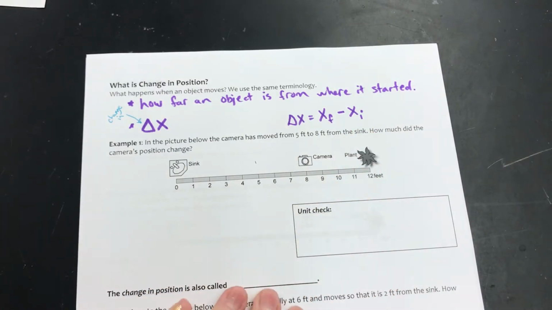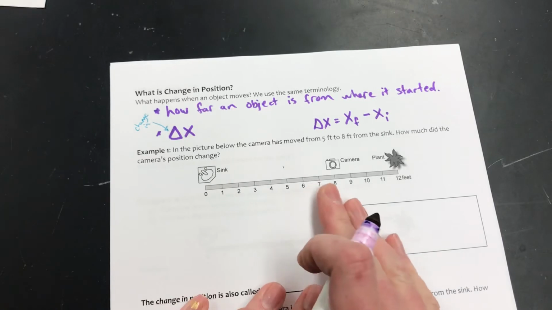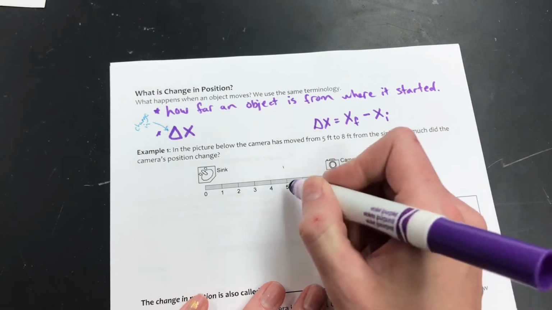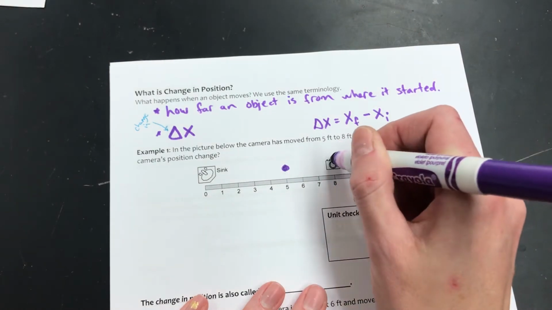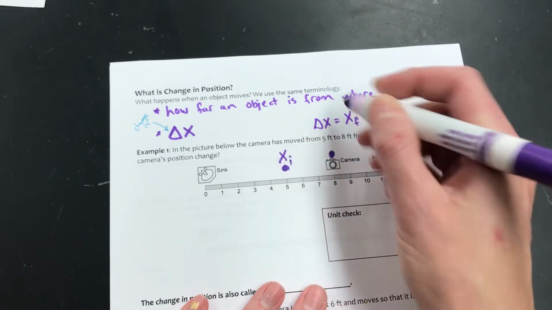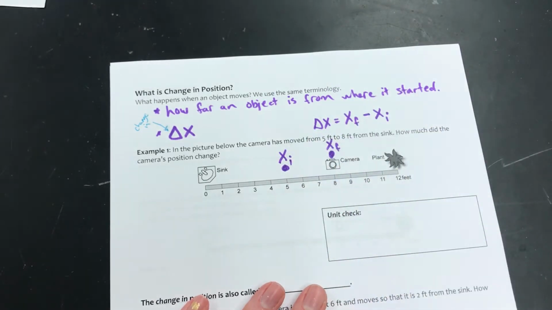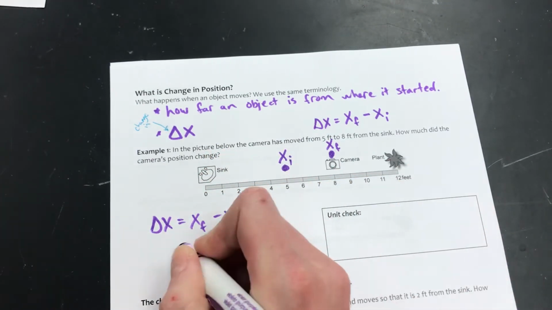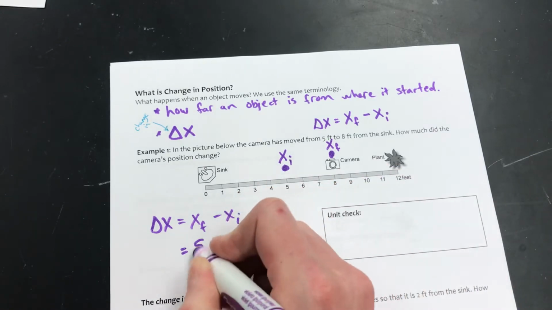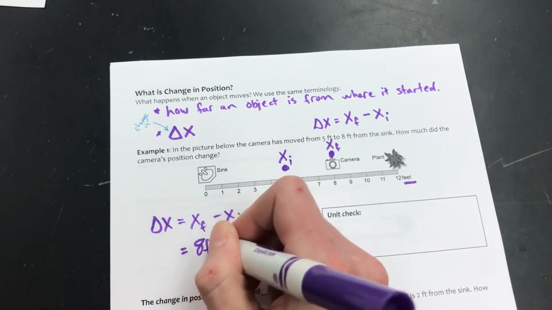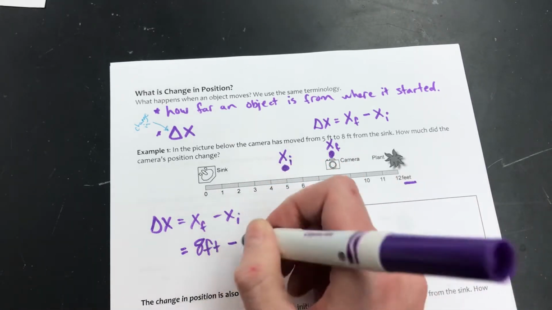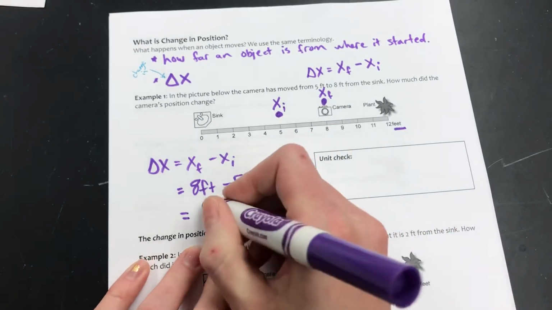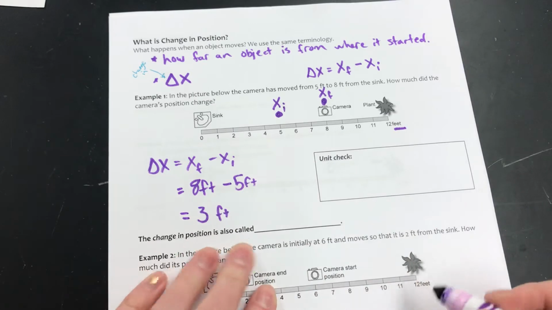Okay. So for our example, we've got something here. It says the camera is going to move from the 5-foot mark to the 8-foot mark. Okay, so here's the 5-foot mark and here's the 8-foot mark. Okay, so this is my initial position and this is my final position. So when I find the change in position, final minus initial, I am going to take the final, which is 8, and this time it's feet. 8 feet minus 5 feet. When I plug that into my calculator or do the math in my head, 8 minus 5 is 3, so this is 3 feet.